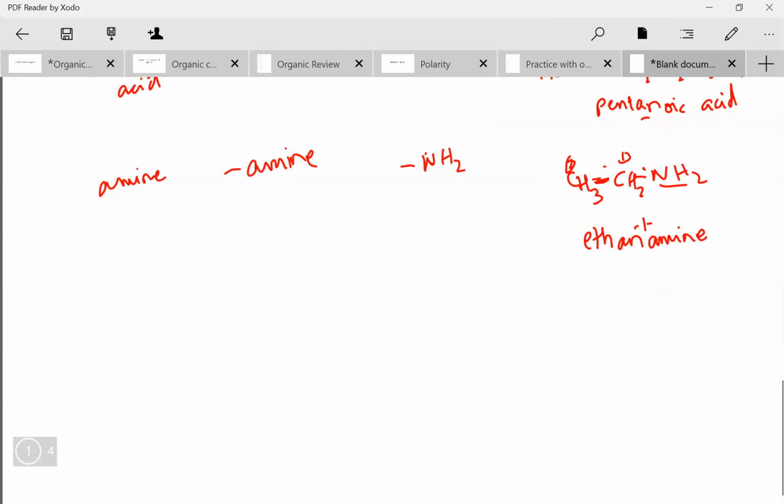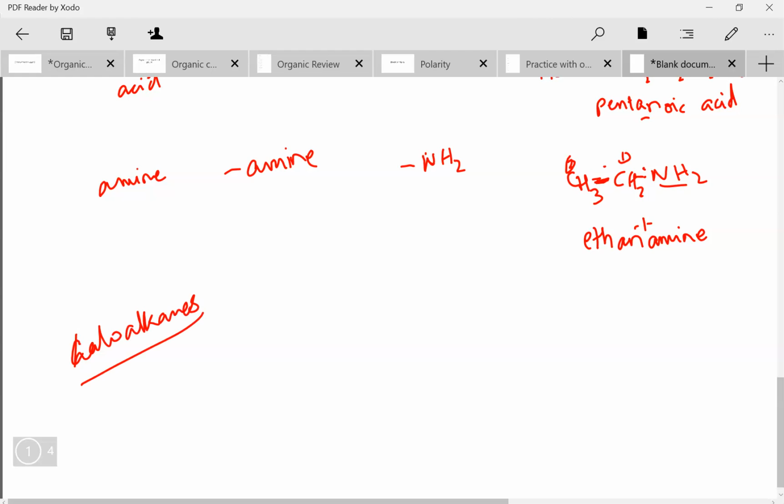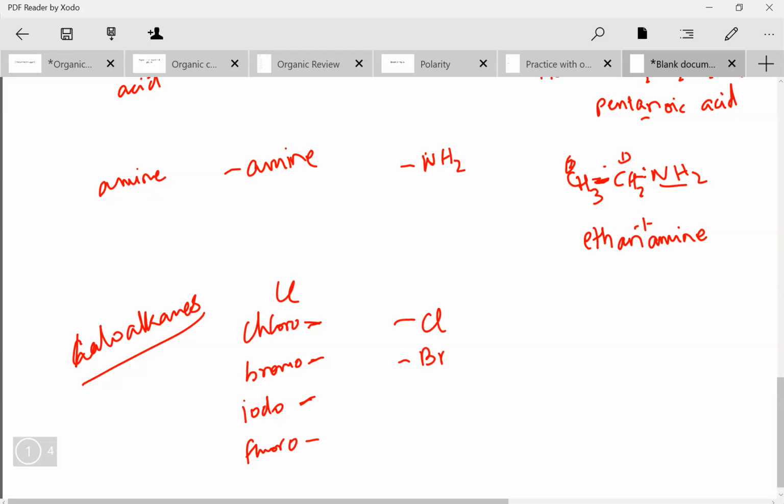So the last one we'll talk about are haloalkanes. We'll just call them haloalkanes because that's their name. The suffix is not an ending now, but it's a prefix instead. So you could have chloro for Cl, bromo for Br, iodo for I, and fluoro for F. So it depends on what halogen you are adding, but chloro is Cl, bromo is Br, iodo is I, and fluoro is F.